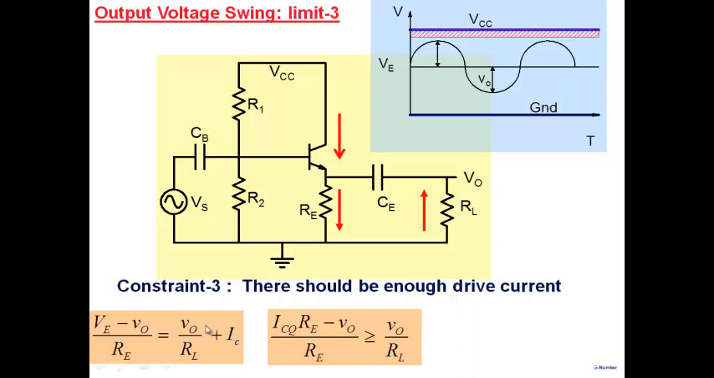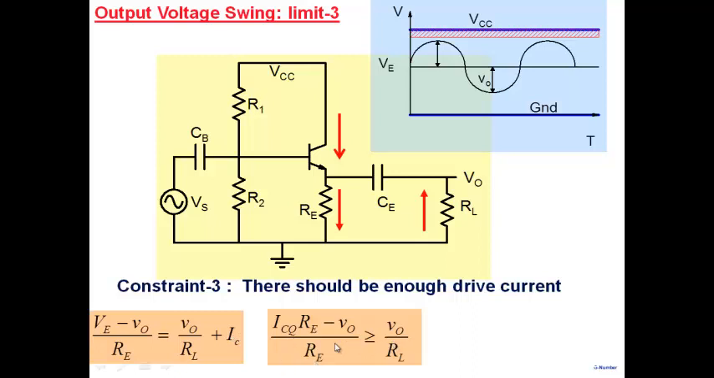If you look at this equation, when will your V0 be maximum? When IC is minimum. The best that you could do is make your collector current negligible, because the sum of these two currents is equal to this one. So ICQ RE minus V0 by RE must always be greater than V0 by RL, because IC has to be some positive value. Otherwise my transistor is in cutoff state. So it has to be greater than or equal to 0.